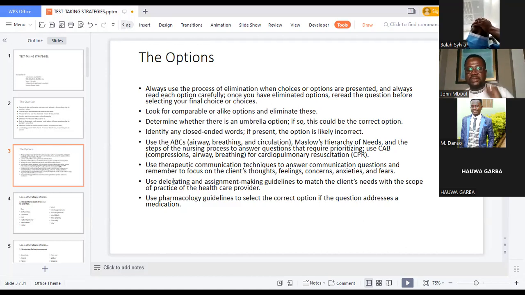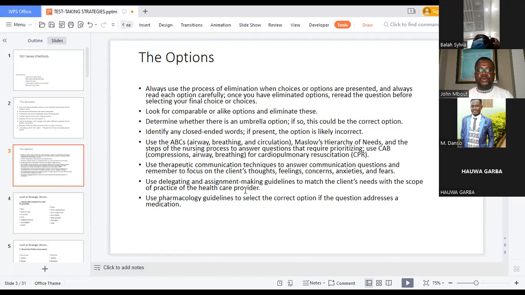We are going to see practical questions. Use the ABCs: airway, breathing, circulation, Maslow's hierarchy of needs, nursing process. Yes, most of us always apply ABC, airway, breathing. But remember, not in all situations will the first priority be airway. What happens in a situation where we have CPR, where you have to do compression? You have to do compression before airway and breathing. So you have to take note of that.